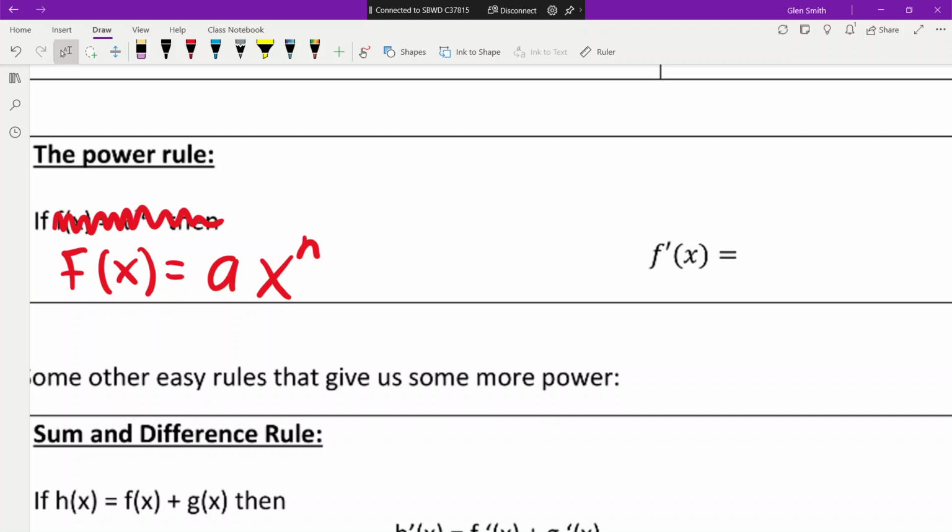Here we go. You ready? This is a big day for us. The derivative of a number times x to a power can be found by following this simple pattern. You bring the exponent down, you multiply it by the coefficient, you subtract 1 off the exponent. Some of you already know this. Now you all know it. That's called the power rule.